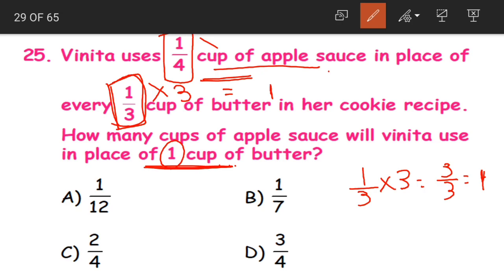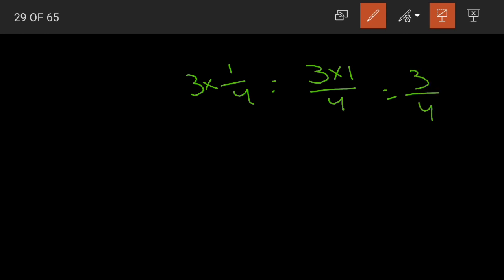In the same way, 1/4 has to be multiplied by 3. Yes, children, we have used 3 into 1/3 cups of butter. So in the same way, we have to use 3 into 1/4 cups of apple sauce. 3 into 1/4, it would be 3 into 1 divided by 4, that is equal to 3/4.